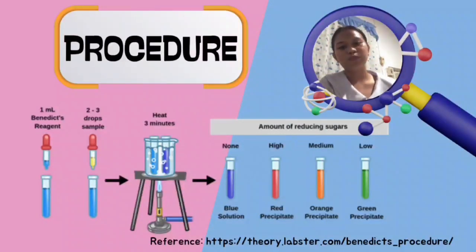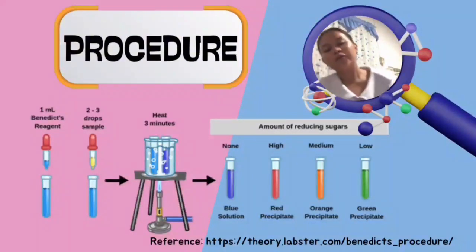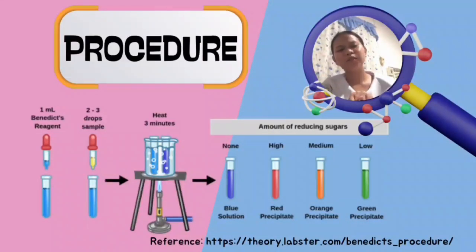Now, let's go through the procedure step by step. First, we label our test tubes based on the carbohydrate solution we are testing. This is the most important step so we can identify which solution is in which test tube. Second, we use a dropper or pipette to add 1 milliliter of each carbohydrate solution into separate test tubes. This ensures that the amount of liquid is the same in all test tubes so the test is accurate. Third, we add 1 milliliter of Benedict's reagent into each test tube.